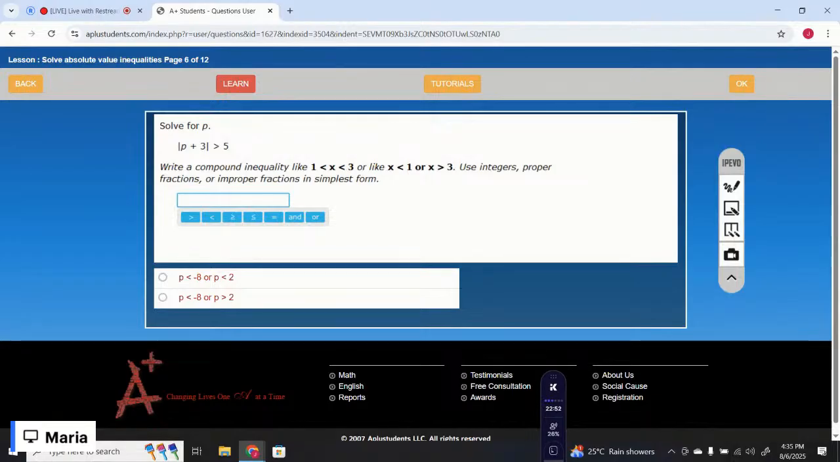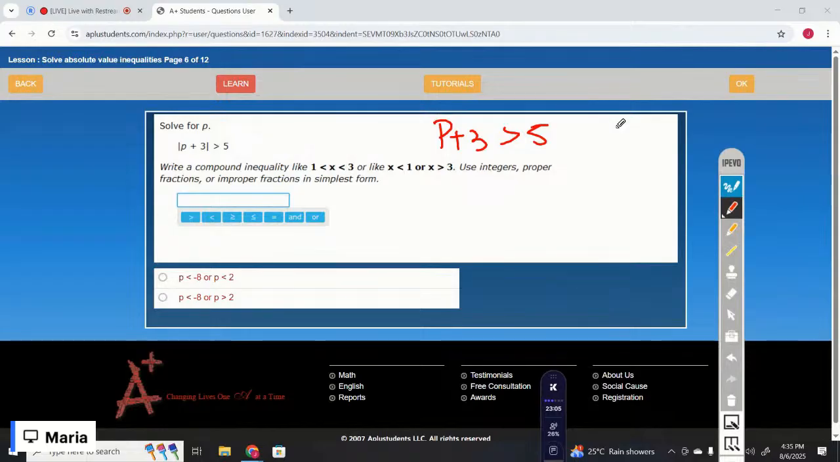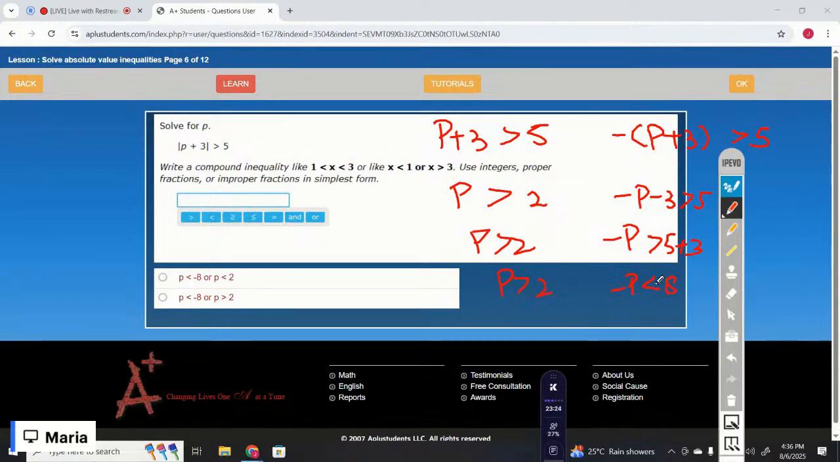Solve for p plus 3 is greater than 5. So we have two solutions. The positive one, that is p plus 3 is greater than 5, and negative p plus 3 is greater than 5. So p is greater than 2, and negative p is less than negative 8. So option number 1 is the correct option.